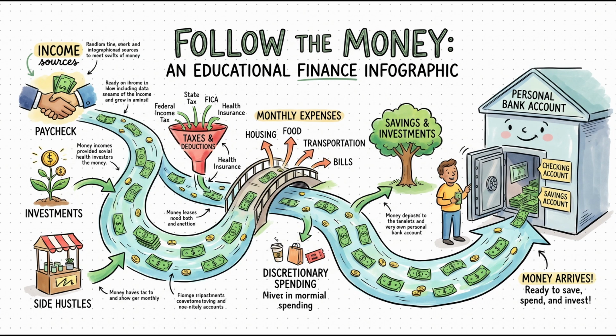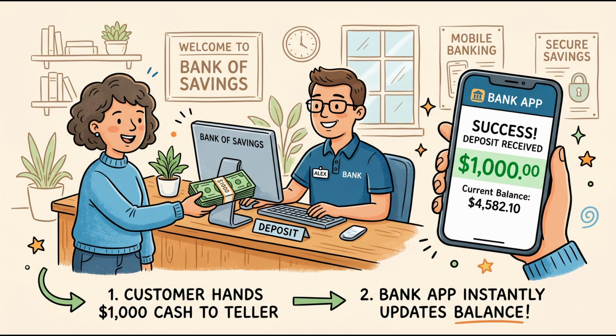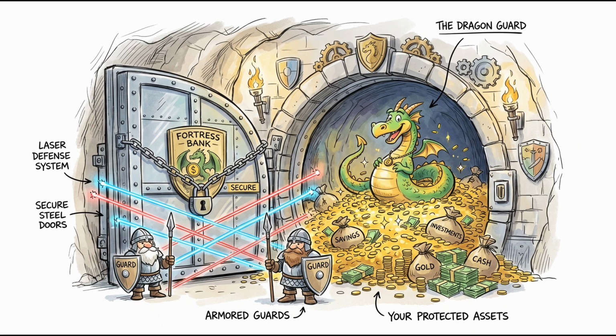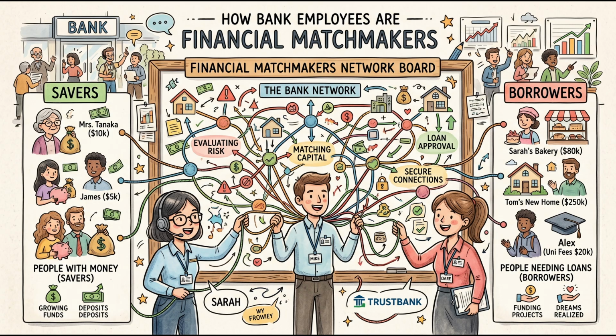Right, so let's follow the money that you actually do get to keep. Part 2, banks, the financial middlemen. When you hand over $1,000 to a polite bank employee and magically see numbers appear on your screen, you probably imagine your money sitting peacefully inside this giant, impenetrable vault, protected by lasers, massive steel doors, maybe a fire-breathing dragon. But the reality is actually much weirder.